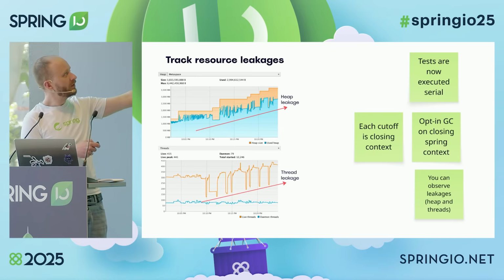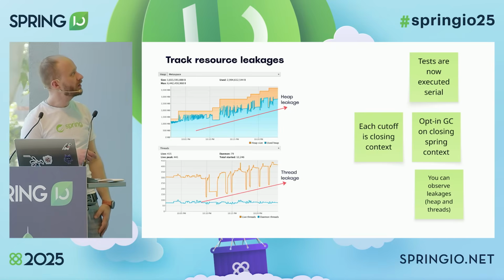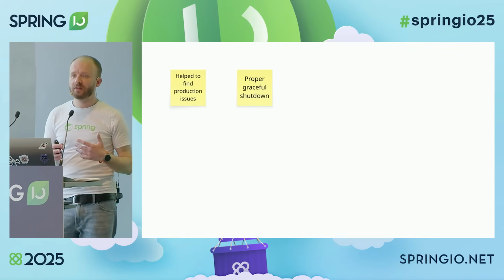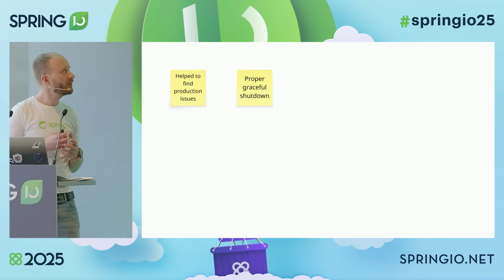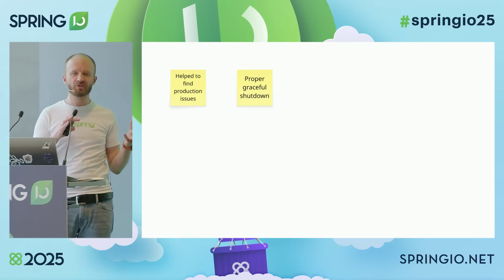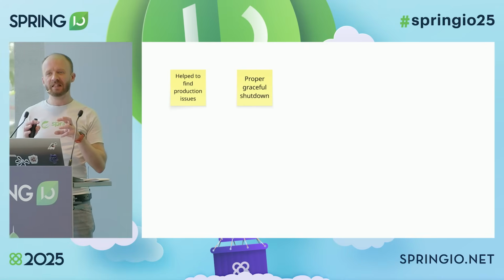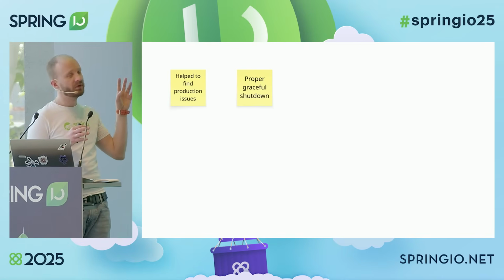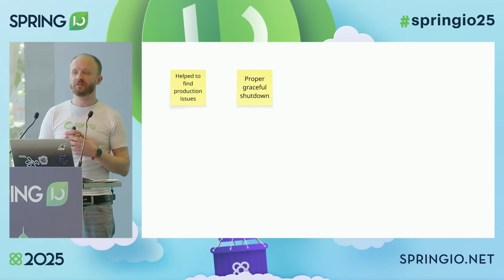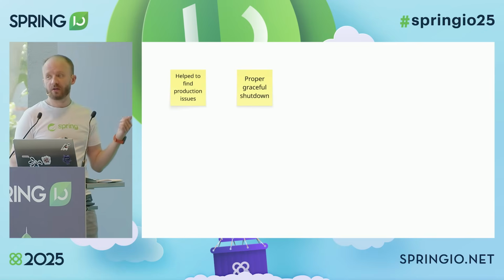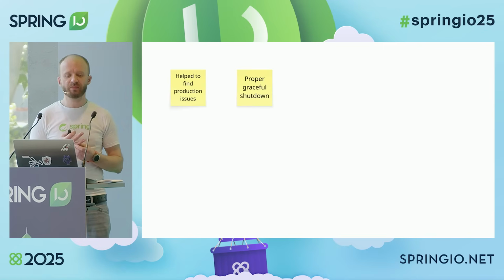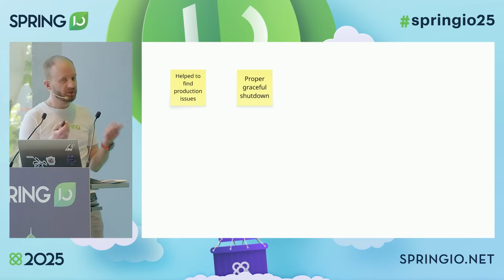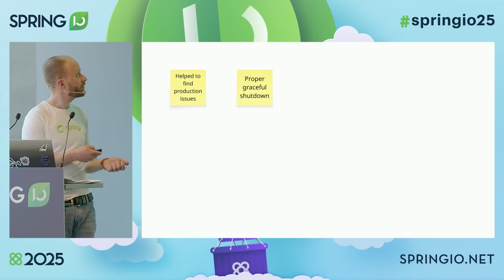Similarly, we found a heap leakage. You should not underestimate the optimization of integration test classes, because, for example, if you address issues like this, you can significantly improve the proper, graceful shutdown of your application. Also, in our case, it helped us to discover a few production leakages, just by optimizing integration tests.